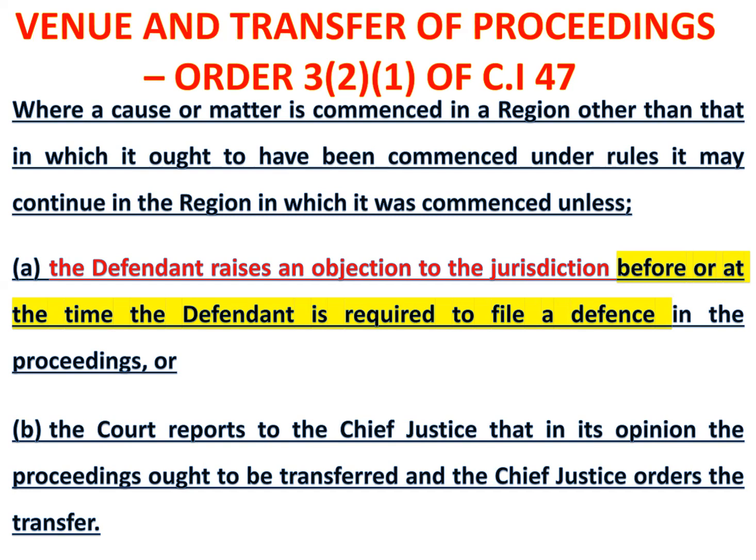So take note of the language of Order 3 Rule 2. It says that if you commence the action in a region other than where it ought to have been commenced, two things can happen. The action may continue in that region. So for example, if the land is in Accra and they've sued the defendant in Ho, the action can continue in that region unless the defendant raises an objection to the jurisdiction. But the rule gives you the timeline for raising the objection. It says before or at the time the defendant is required to file a defense in the proceedings, or the court reports to the Chief Justice that in its opinion, the proceedings ought to be transferred, and the Chief Justice orders the transfer.